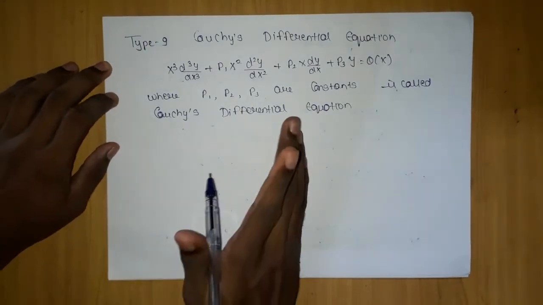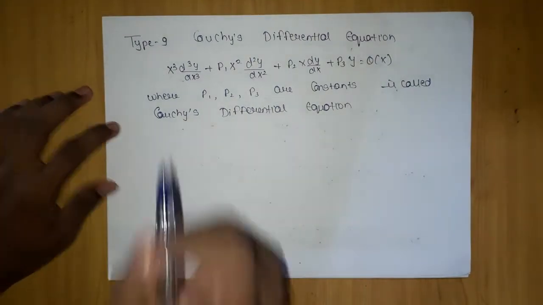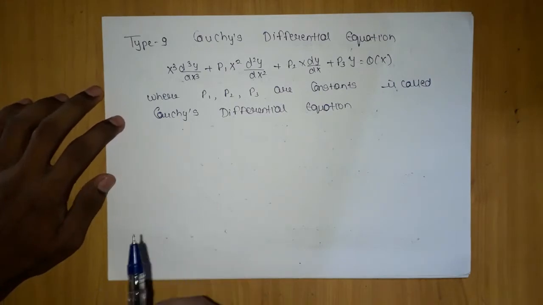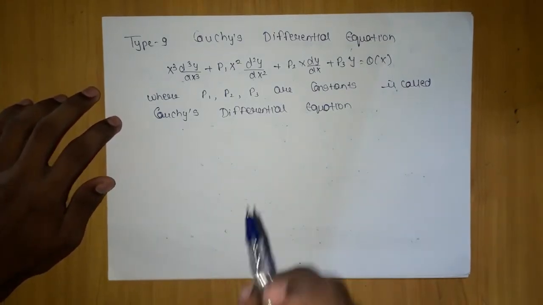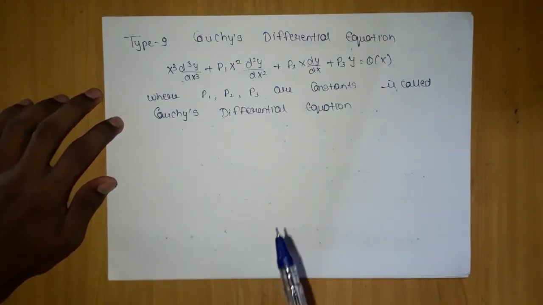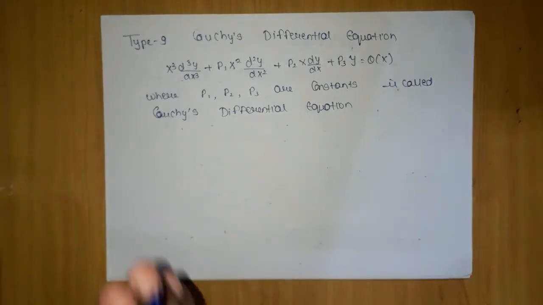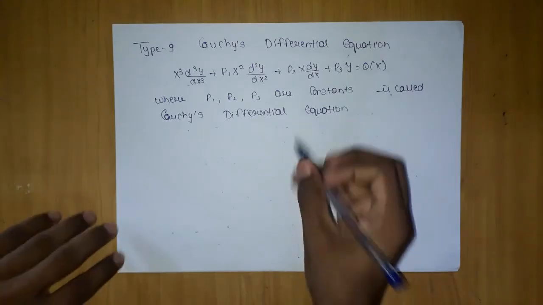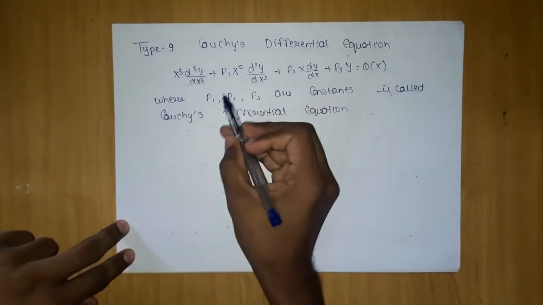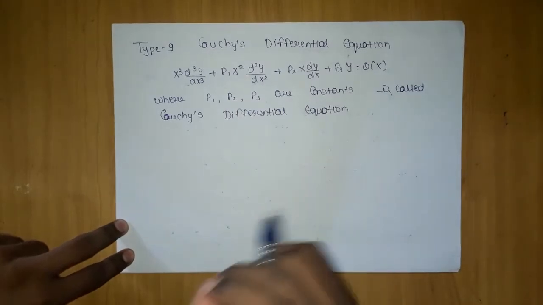So the standard format of Cauchy differential equation is x cube d cube y by dx cube plus p1 x squared d square y by dx square plus p2 x dy by dx plus p3 y equal to q of x. This is the standard structure, and the question which will be asked in this type will be given in this format, where p1, p2 and p3 are constants.